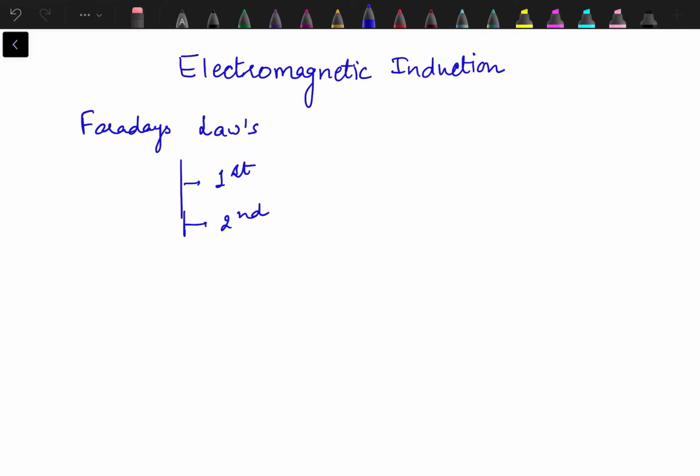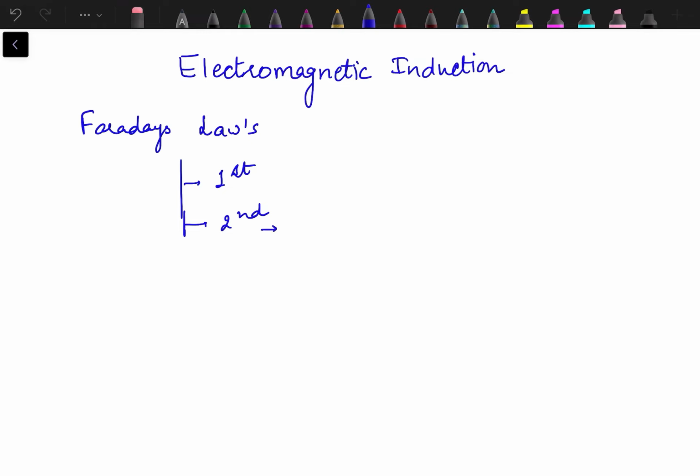Faraday's first law states that whenever the magnetic flux associated with a closed circuit is changed, or we can say a conductor cuts the magnetic flux, an EMF is induced in the circuit which results in an induced current. So basically, we say that there is an induced EMF whenever there is flux cut by the conductor. This is as per Faraday's first law. And Faraday's second law states that the magnitude of induced EMF generated in a coil is directly proportional to the rate of change of that magnetic flux.